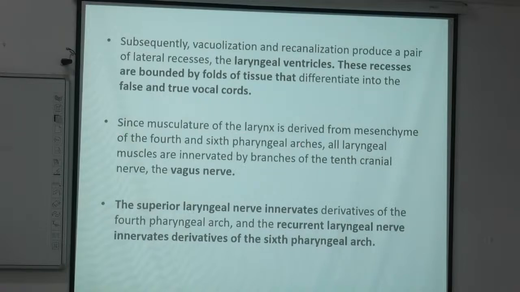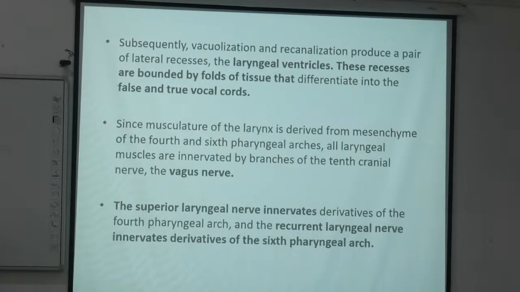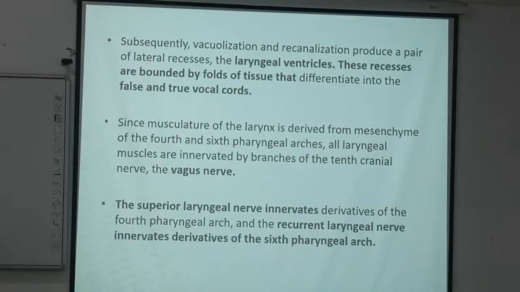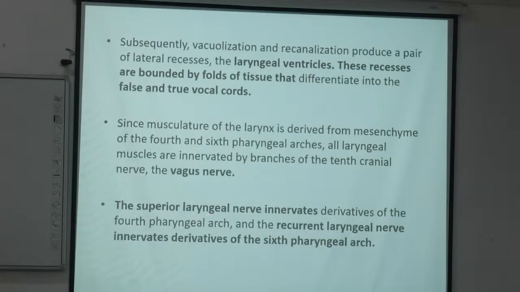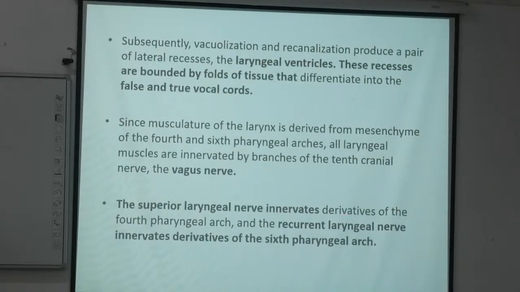Now, the musculature of the larynx is derived from the mesenchyme of the 4th and 6th pharyngeal arches. All laryngeal muscles are innervated by branches of the 10th cranial nerve, the vagus nerve. The superior laryngeal nerve innervates derivatives of the 4th pharyngeal arch, and the recurrent laryngeal nerve innervates derivatives of the 6th pharyngeal arch.